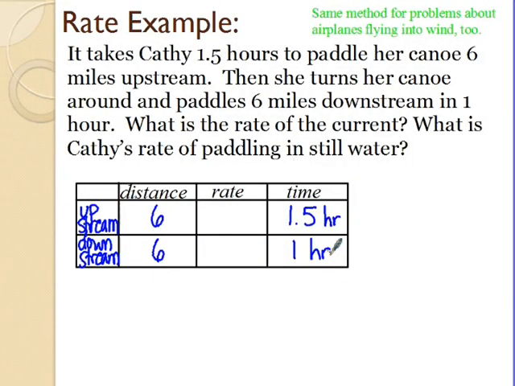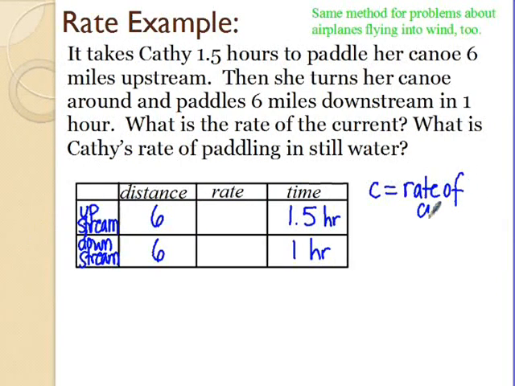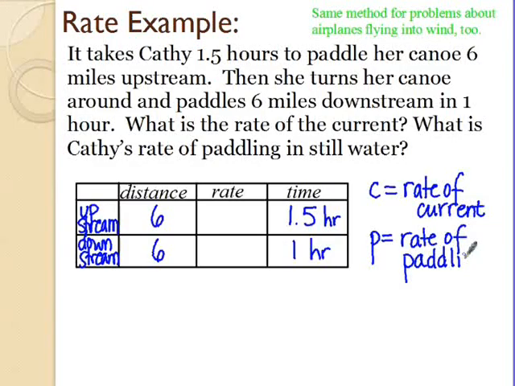Okay. The 2 things that we're being asked are the rate of the current. So that has to be one of my variables. And we're being asked for her rate of paddling. So let's call that P. And since we have some blank spots, presumably those variables are going to need to go into the blanks.